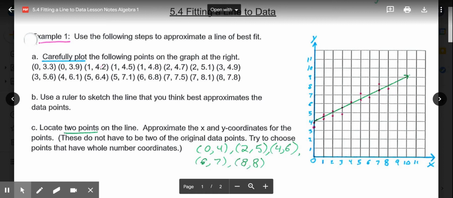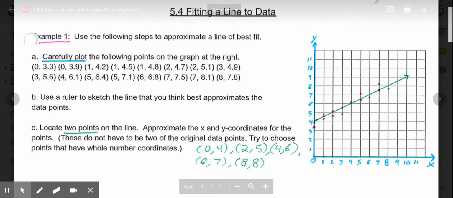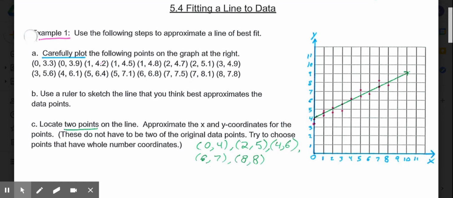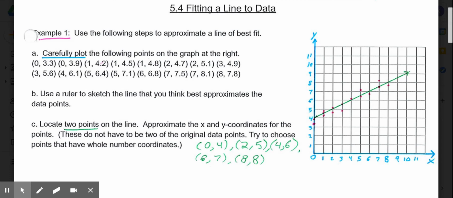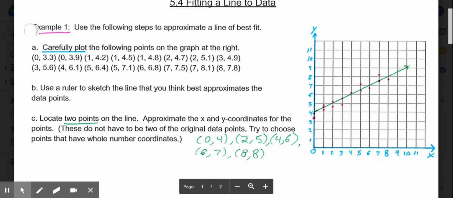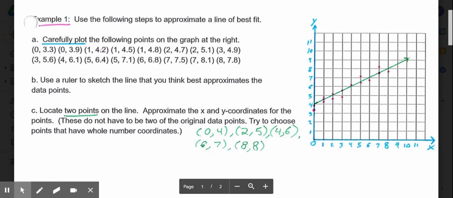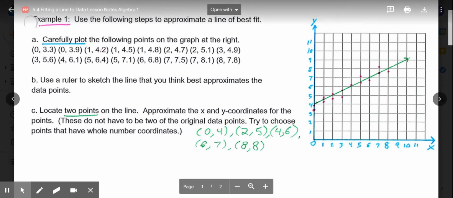So then in part C, like it says, you want to locate 2 points on your line. Approximate the X and Y coordinates for these points. These don't have to be original data points, but you want to try to choose points with whole number coordinates, not decimals or fractions. You can see on mine, I had 5 different data points I could choose from that my line of best fit went through. So you're choosing 2 points on the line, not your original data.